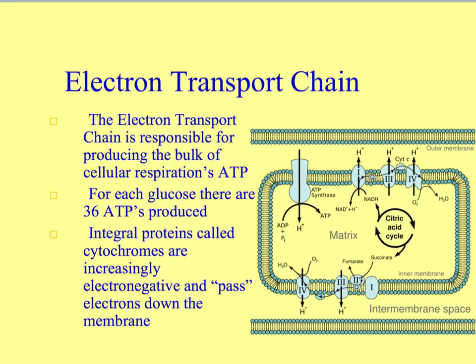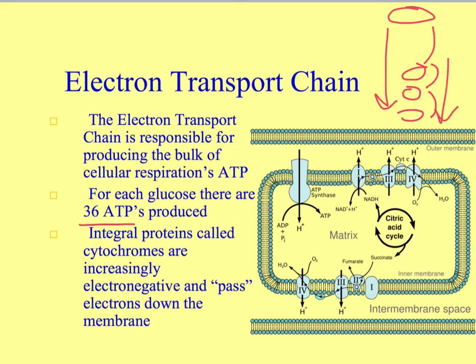And let's talk electron transport chain. This is where we get most of our ATP made from this whole process. So for each glucose, again, that's 36 ATP, we're just going to go with it. Integral proteins called cytochromes are increasingly electronegative and pass electrons down the membrane. So basically, you've got all these electrons that have been created here, and there are these electronegative molecules, and as you go down, they get more electronegative, so those electrons are passed down through.